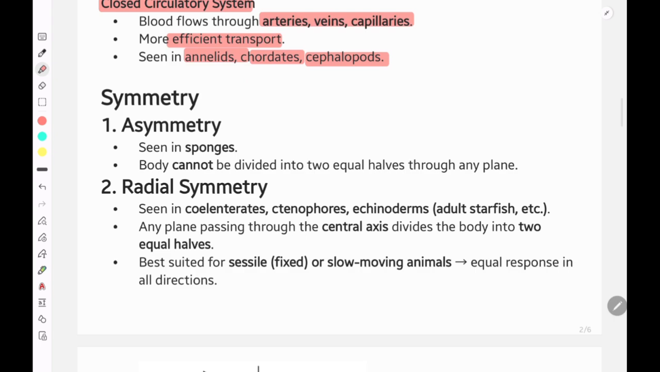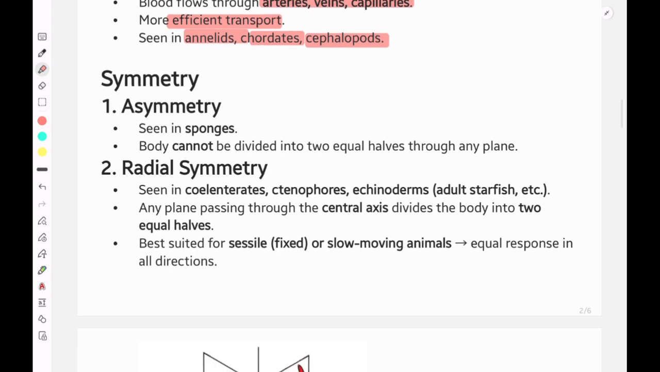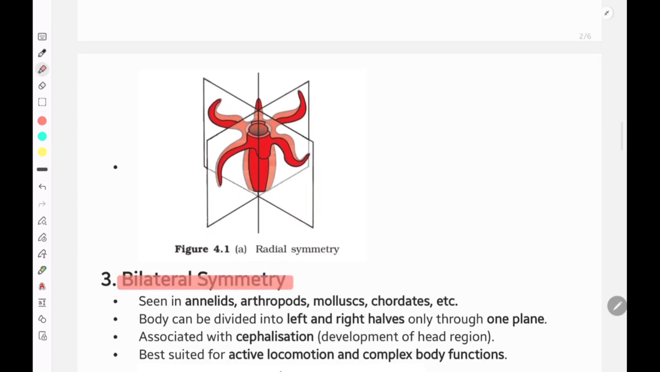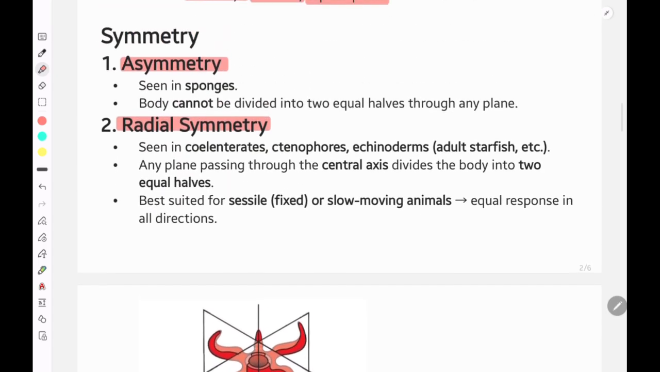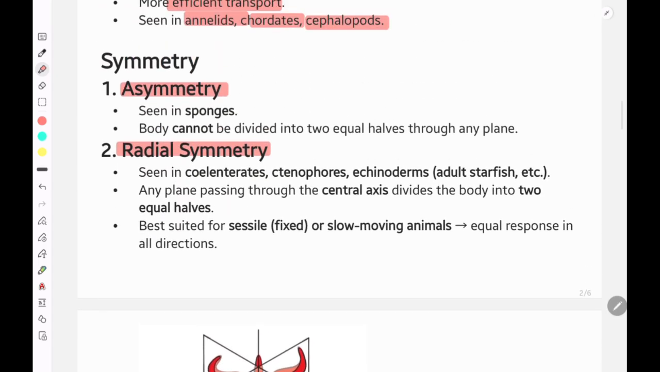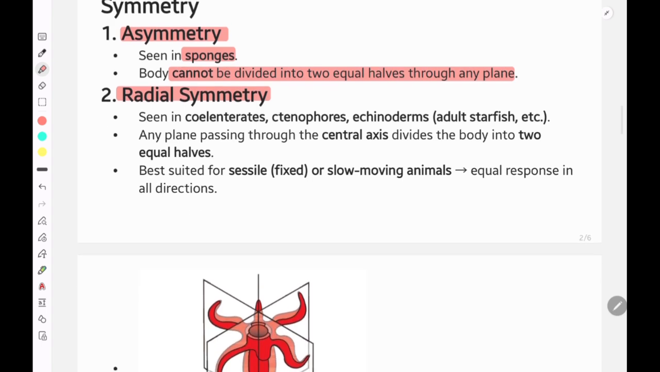If we talk about symmetry, there are three types of symmetry: asymmetry, radial symmetry, and bilateral symmetry. Let's discuss this. Asymmetry basically means the body cannot be divided into two equal parts. It can be seen in sponges, or phylum Porifera mostly, but some of the Porifera also show symmetry, that is radial symmetry.